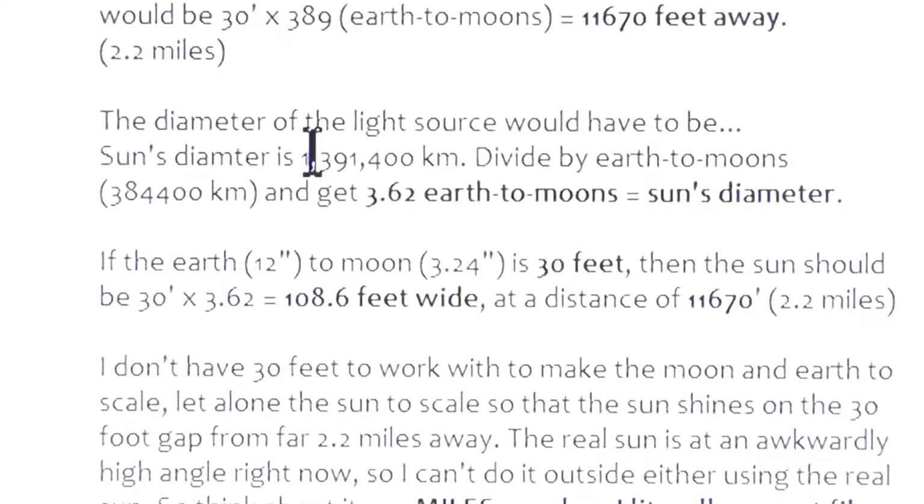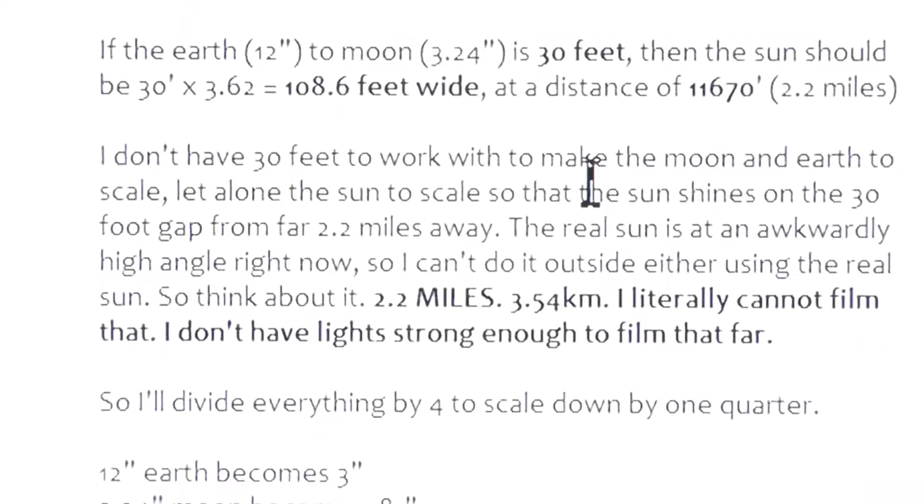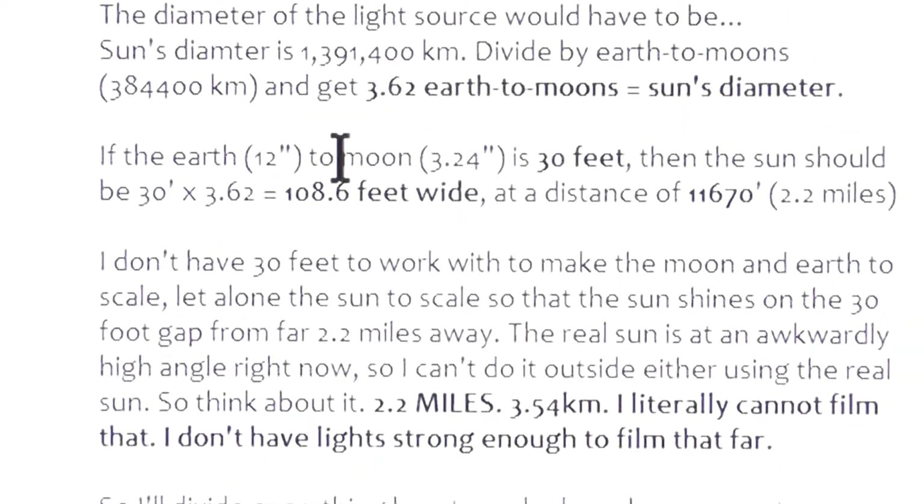That's 2.2 miles. The diameter of the light source would have to be, well, the Sun's diameter in real life is allegedly 1,391,400 kilometers. If I divide that by Earth to Moon, which is 384,400 kilometers, I get a ratio of 3.62 Earth-to-Moons for the Sun's diameter. So if the Earth, which is 12 inches, to the Moon, which is 3.24 inches, is 30 feet, then the Sun should be 30 feet times 3.62, which is 108.6 feet wide at a distance of 11,670 feet.